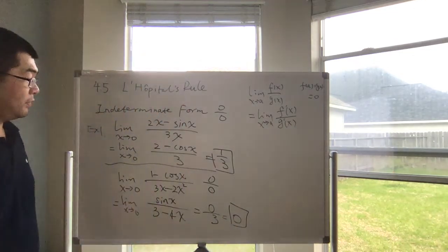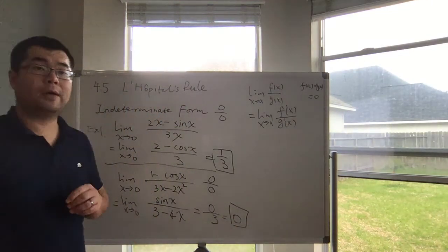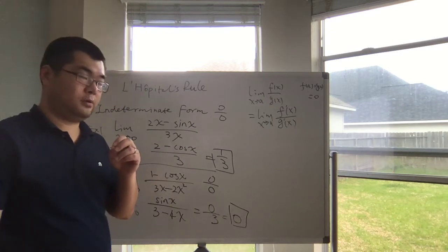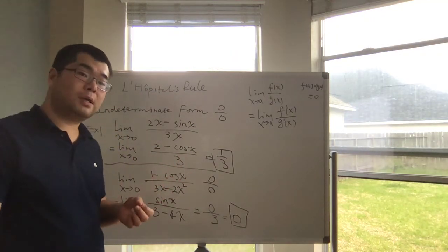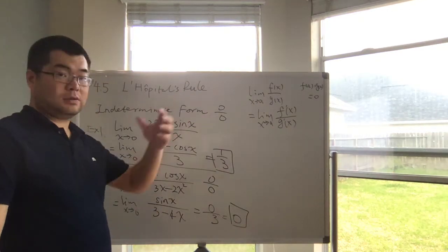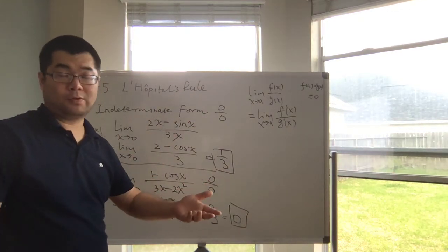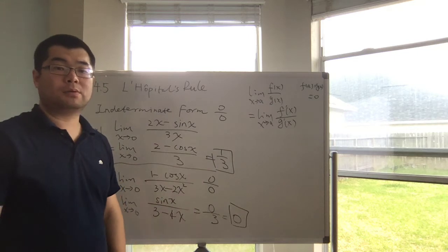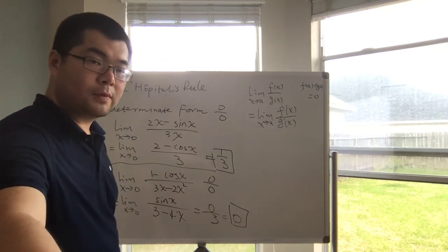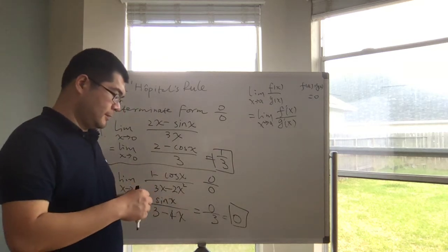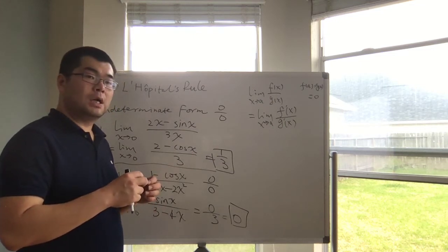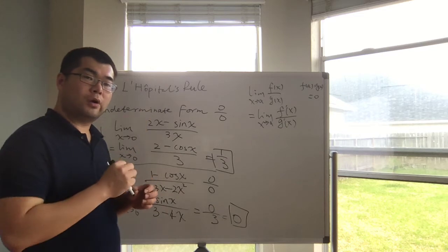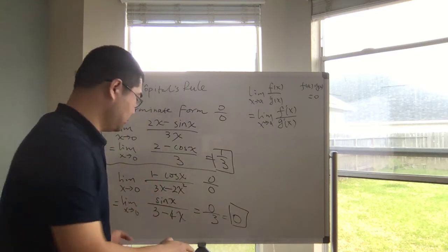Very straightforward to do. And by the way, the L'Hopital rule also works for the one-side limit. Okay, guys. So if you have a one-side limit and it's still a 0 over 0 indeterminate form, you can apply the L'Hopital rule. And every time you try to use the L'Hopital rule, you have to make sure that it's 0 over 0.